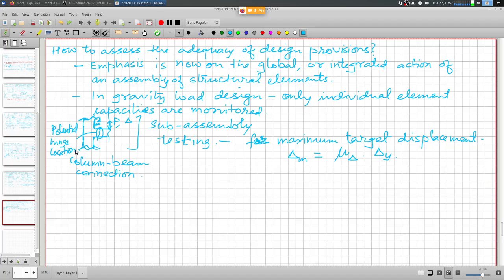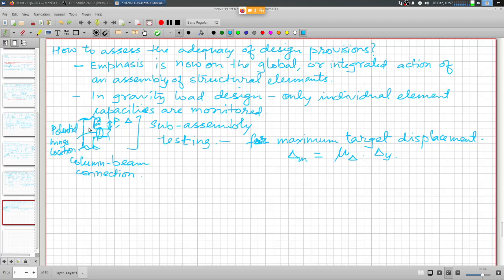Right? That is where we want the hinge to develop. We don't want the hinge to develop exactly at the column face, because that will jeopardize the column integrity, and it will convert it into a mechanism, a portal mechanism, and it will lead to collapse of the system.